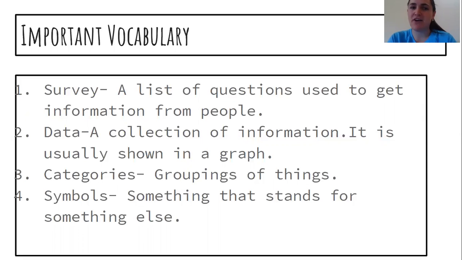And that information is called data. And the data, like I said, is a collection of information. And once you have that information, you usually show it in a graph so that people can see what the results were. Okay, in a graph, there are different categories, and categories are groupings of things.